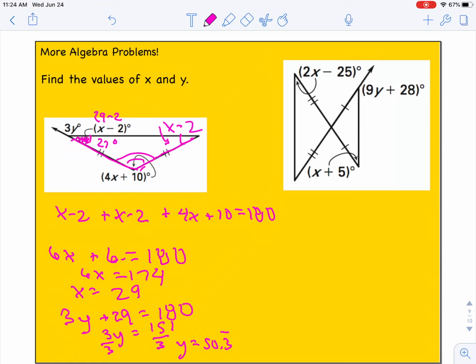All right. So let's move on to this last example here. This will be the end of this lesson after this example. So let's see if we can figure out what's going on here. All right, so we have this side and this side marked congruent. So that means this and this are the same. So this is going to be 2x minus 5.